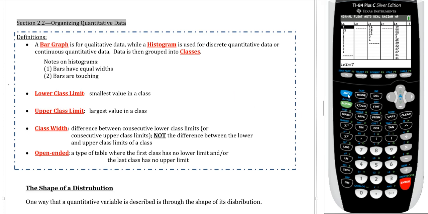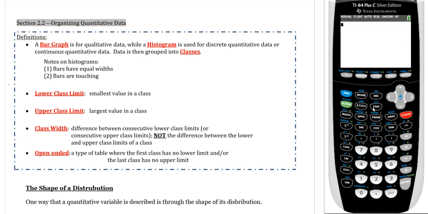Well, first, if you don't know how to get here, I'll show you. You can go to Stat. This is where we're going to do our statistics. And then the first option you see on the screen says Edit. That's going to allow us to edit our data sets or our lists. So I'm going to go into Edit, and you should see your list here.